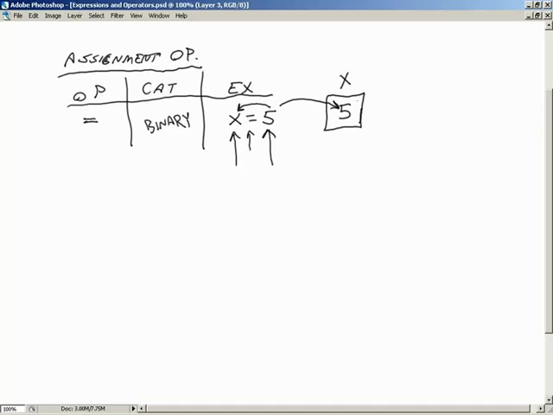All right, so now what I'd like to do is let's move on to relational operators. Now, we do have some other assignment operators, but they work in conjunction with mathematical operators too, so we will be visiting those once we get into the mathematical operators section. So, relational.